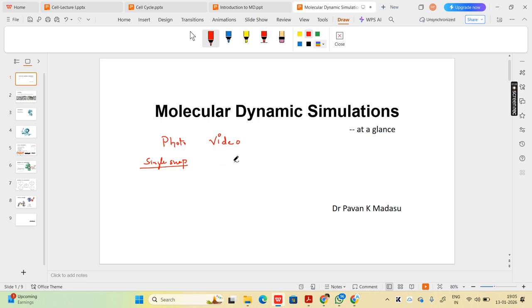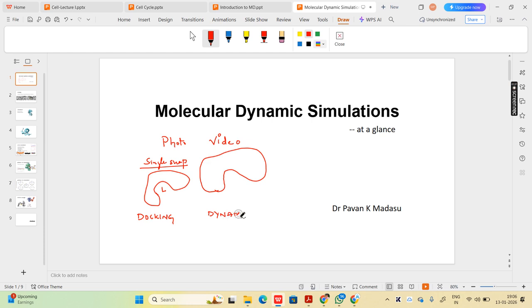But in the case of video, suppose here we have the protein and this is the ligand, and here it is sitting like this. That is actually what is called docking, which we usually compare with the photo. In the case of molecular dynamic simulations, it's like a video.